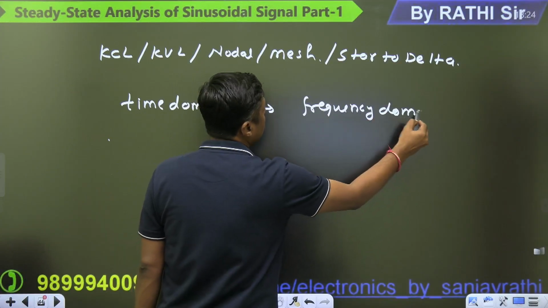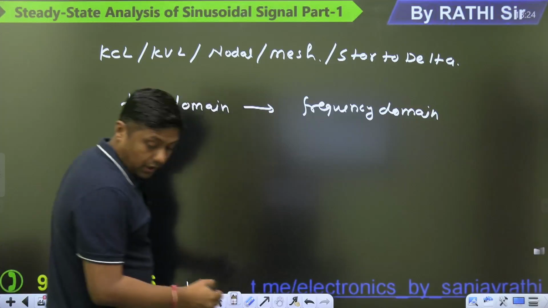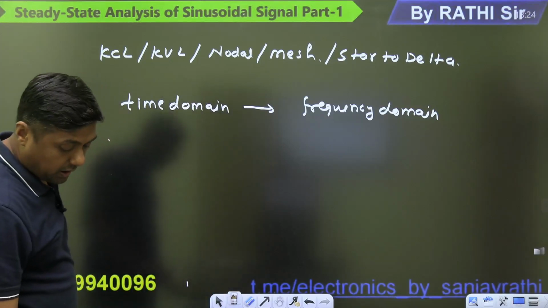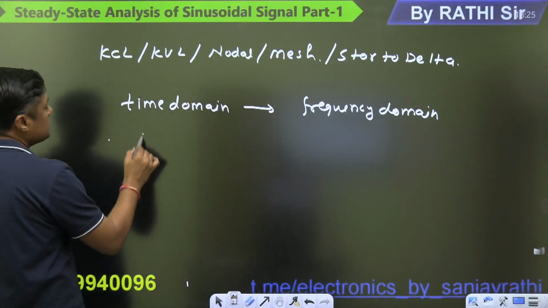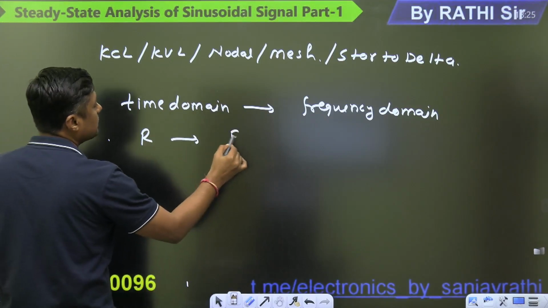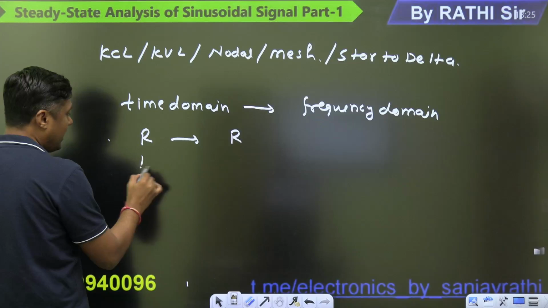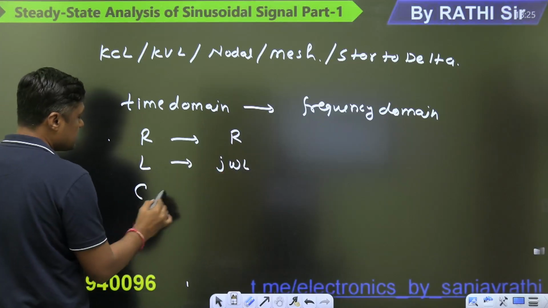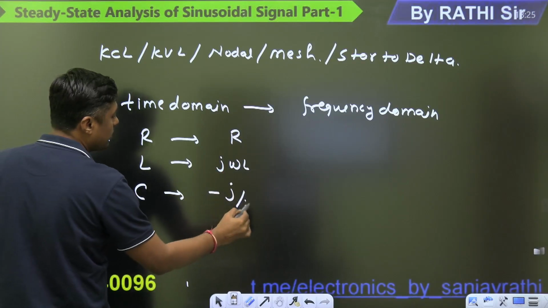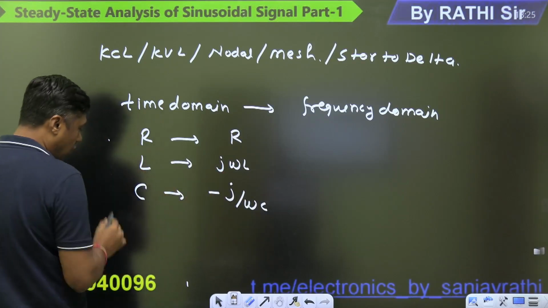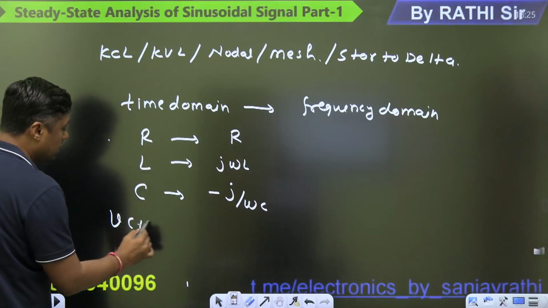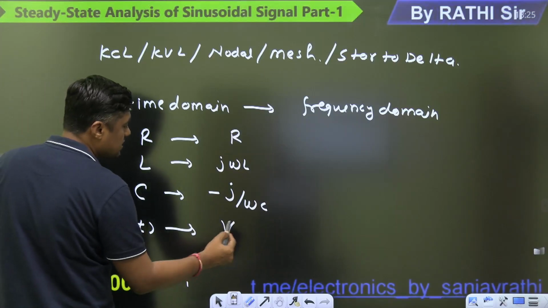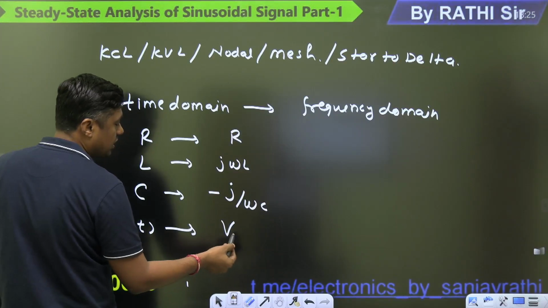Frequency domain means if R is given, R will remain R. If L is given, it should be replaced by J omega L. If C is given, it should be replaced by minus J by omega C. If the voltage is given in time domain, convert it into frequency domain. In the previous class I already explained how we can convert to frequency domain.